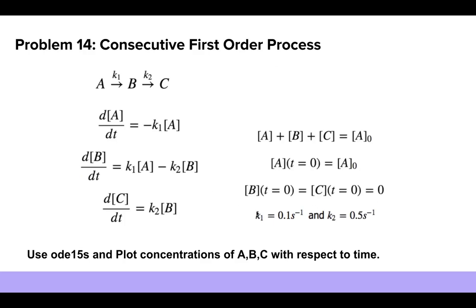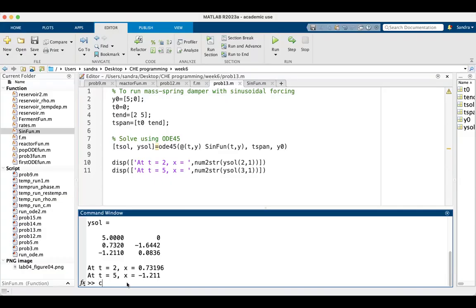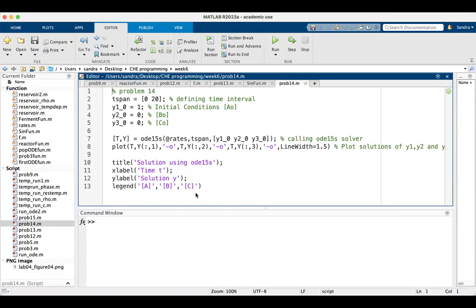K1 constant value is given, K2 constant value is given. We have to find what your A, B, and C values are. Using ODE 15s, with respect to time, you have to basically plot the concentration. So you know how to write equations when we have multiple ODEs. So let me just clear this. When you have multiple ODEs, I am taking my time span from 0 to 20 seconds. My initial value of A0, I'm taking it as 1, B0 is 0, C0 is 0.